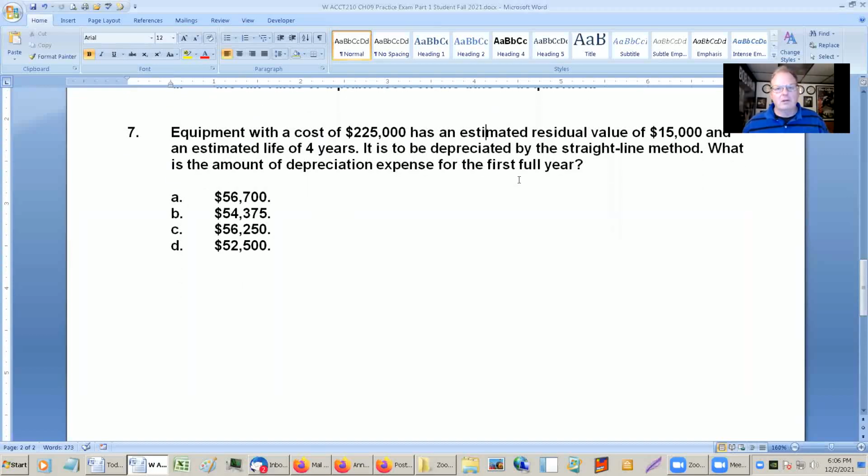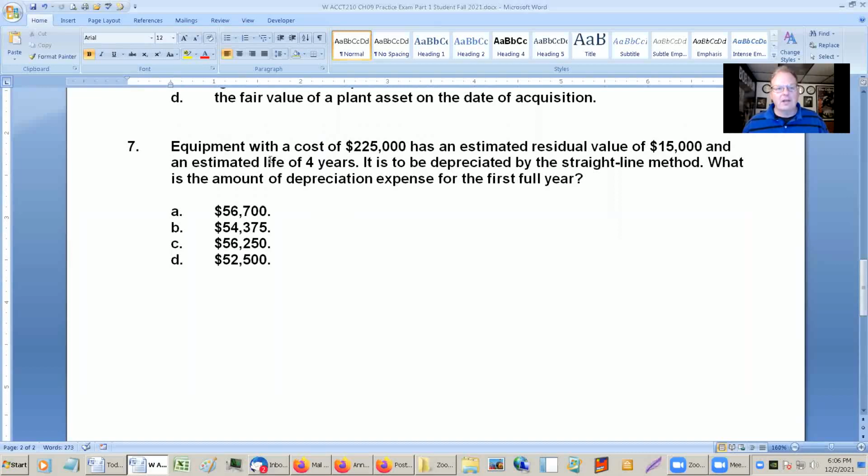Equipment. Estimated life is 40 years. Straight line method. Residual value, don't ignore it. Oops. Think you have the answer, yell it out. Or just put it in the chat. Either one.